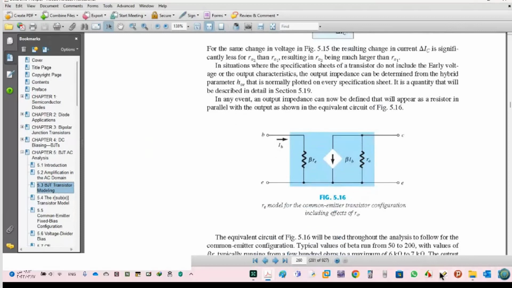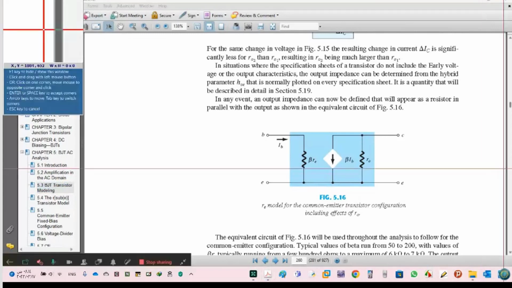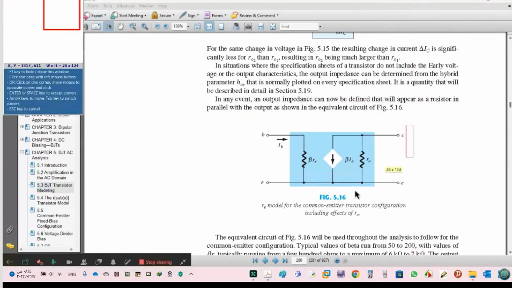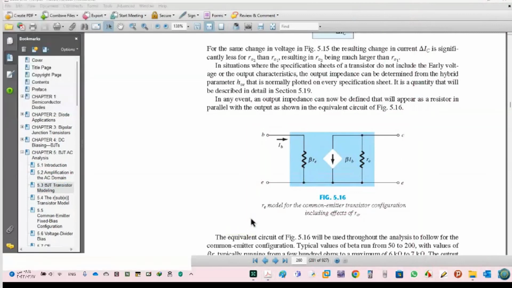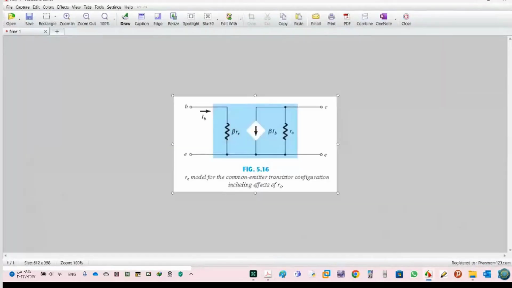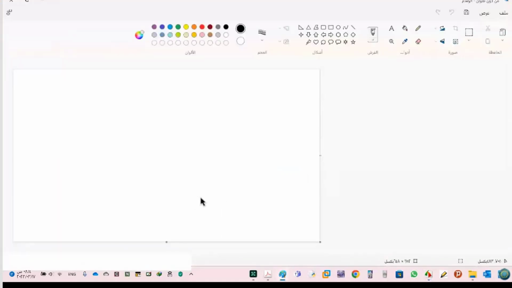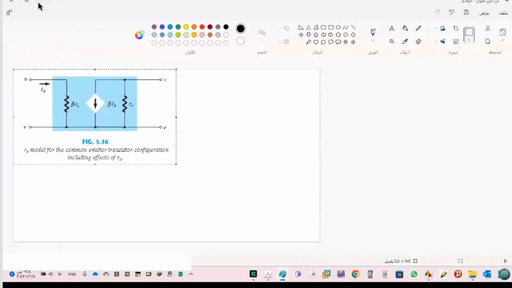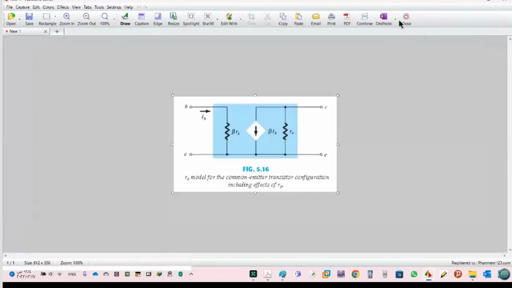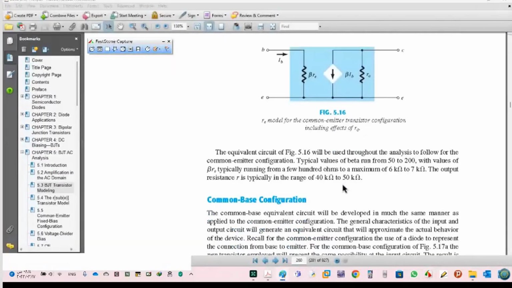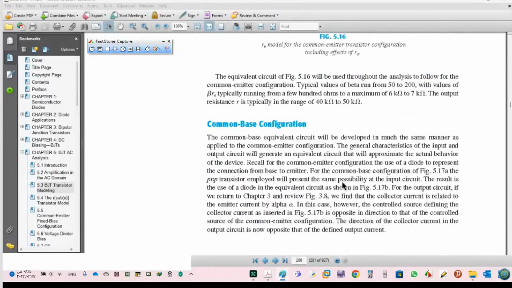I want to take a photo of this because we have a comparison. Okay, copy. Now let's go to the common base and see what the difference is between common base and common emitter.